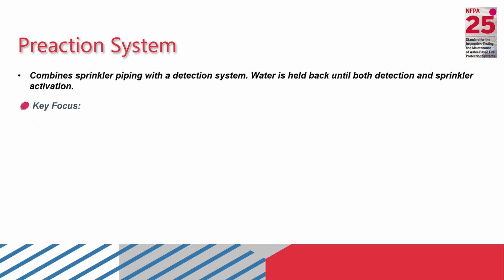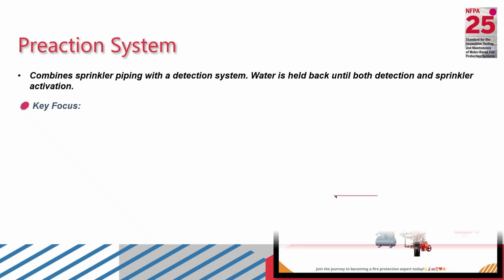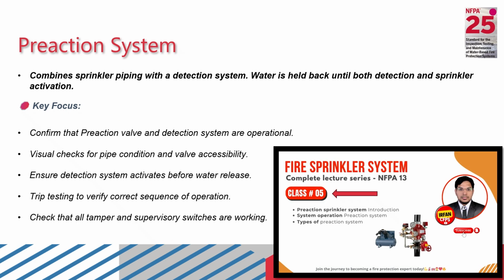Pre-action sprinkler system. It is the combination of sprinkler system piping with a detection system. Water is held back until both detection and sprinkler activates. Our key focus in pre-action system would be on the pre-action valve. We need to confirm that pre-action valve and detection system are operational.